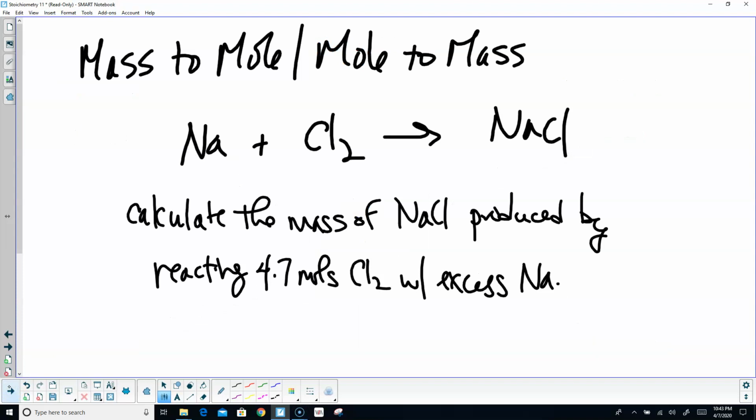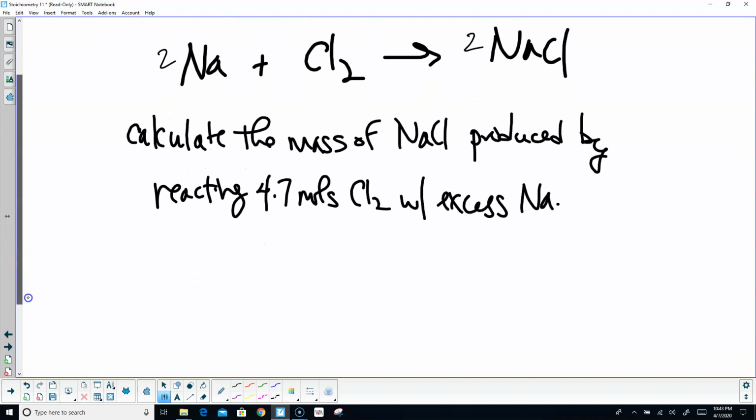Okay, so let's look at this. So mass to mole, mole to mass. Here I have an equation, sodium and chlorine turning into sodium chloride. I want to calculate the mass of sodium chloride produced by reacting 4.7 moles of chlorine with excess sodium. First thing we have to do is balance, just like always. Let's see, 2 chlorines. I'm going to put a 2 there to balance that. 2 in front of the sodium. We should be good. Okay, so now we're starting with moles, and we're going to grams.